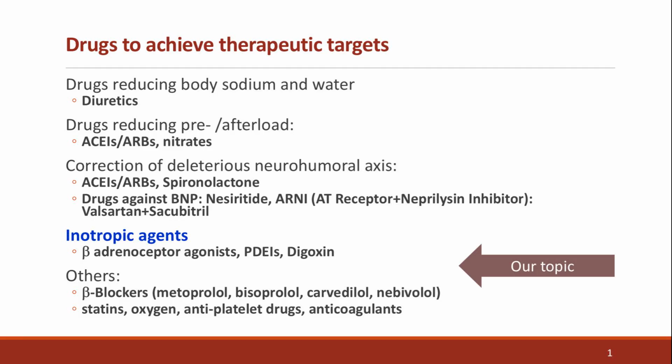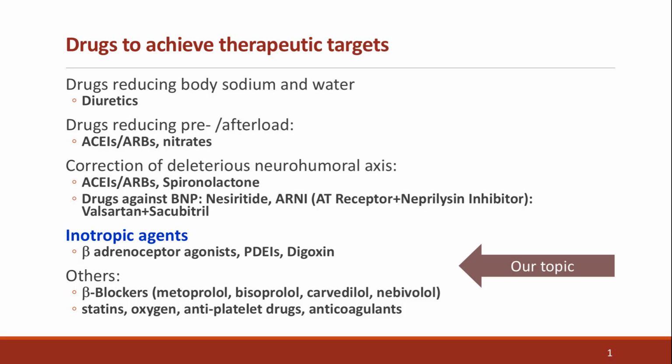Drugs inhibiting the renin-angiotensin-aldosterone system at different levels, already discussed with antihypertensive drugs, are very important to reduce preload and afterload. They also help correct the deleterious neurohumoral axis. Some beta-adrenoceptor blockers, including metoprolol, bisoprolol and carvedilol, have also shown therapeutic benefit.